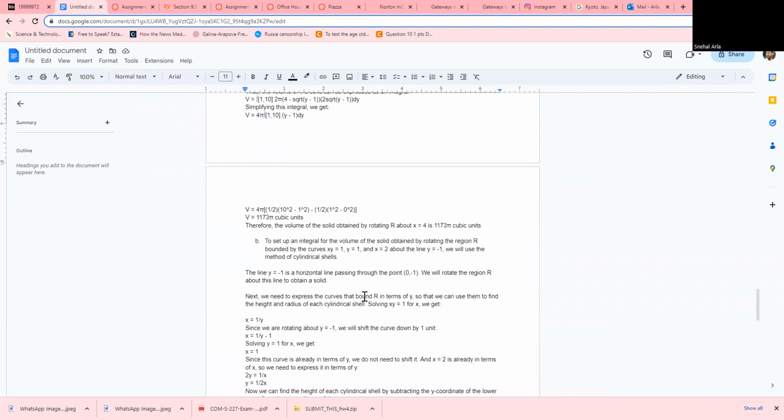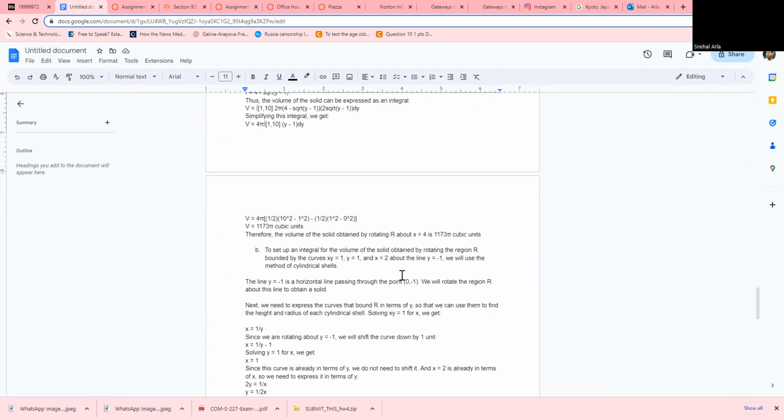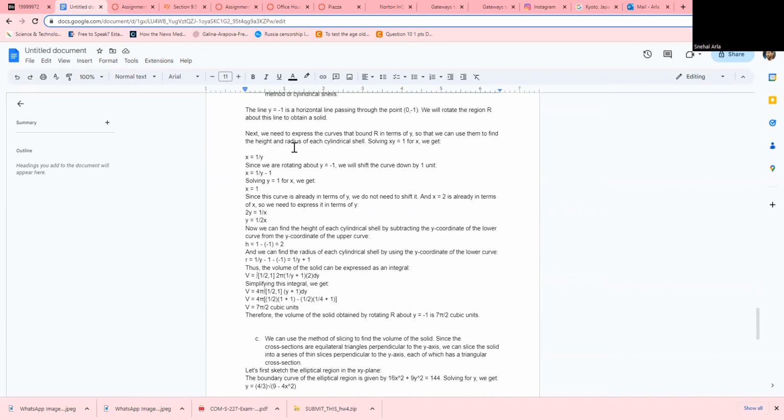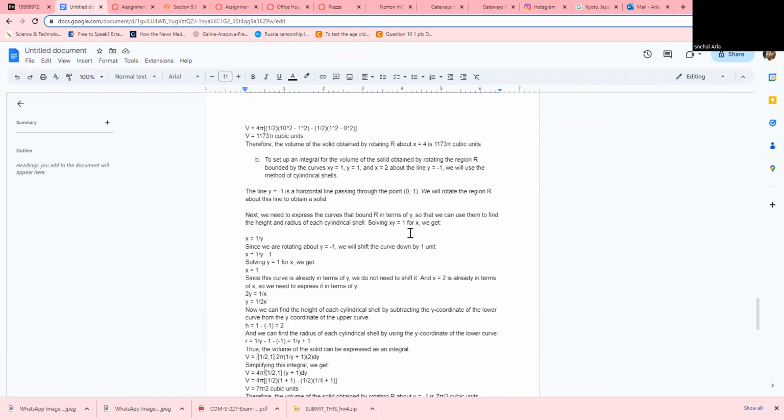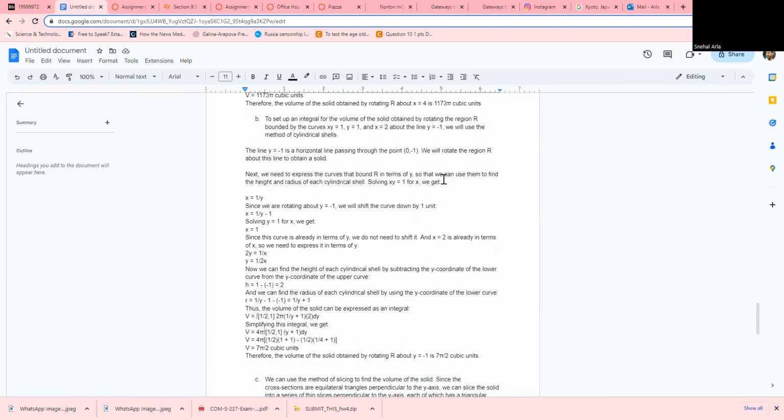The line y equals minus 1 is a horizontal line passing through the point (0, minus 1). We'll rotate the region R about this line to obtain the solid. We need to express the curves that bound R in terms of y, so that we can use them to find the height and radius of each cylindrical shell. Solving xy equals 1 for x, we get x equals 1 over y. Since we're rotating about y equals minus 1, we'll shift the curve down by 1 unit.